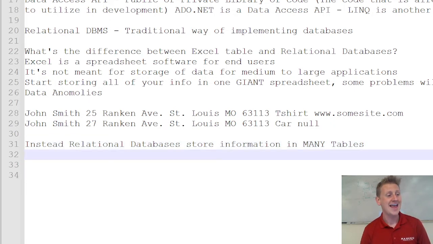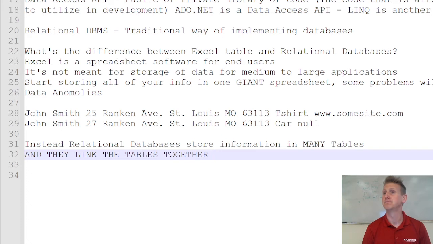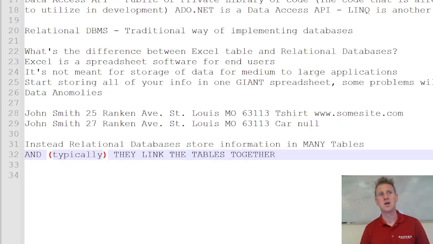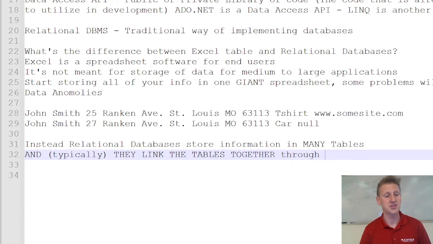Here's the deal, and they link. I'm putting this in all caps because it's important. They link the tables together somehow. They typically link the tables together through the magic of what are called keys. I'll even sarcastically type in the magic of keys. You gotta learn what is a key, right? A key is a big deal in a relational database management system.